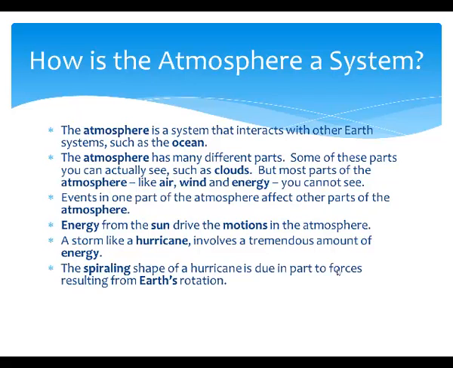The spiraling shape of a hurricane is due in part to forces resulting from Earth's rotation. So not only is our atmosphere controlled by the heating of our planet from the sun, it also is controlled by the rotation that our planet has. A hurricane also gains energy from warm ocean water, and that warm ocean water is created due to the fact that we have heating from the sun.